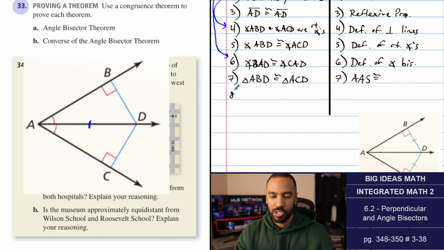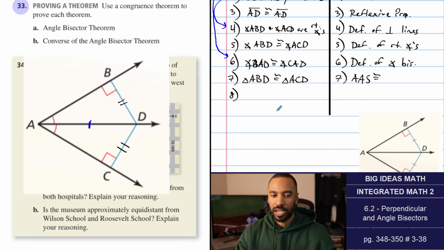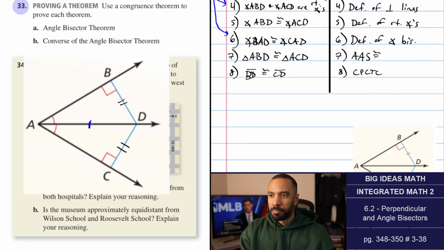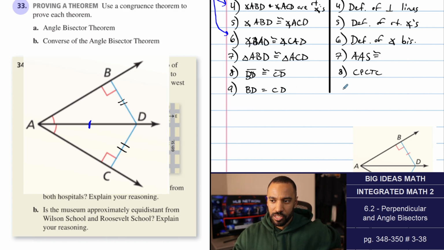We have to tell them what the information says. And finally, that draws the conclusion that segment BD is congruent to segment CD, which is what we're talking about. Segment BD is congruent to segment CD by CPCTC, because the triangles are congruent. And then finally, I can state the length of segment BD is equal to the length of segment CD by definition of congruent.